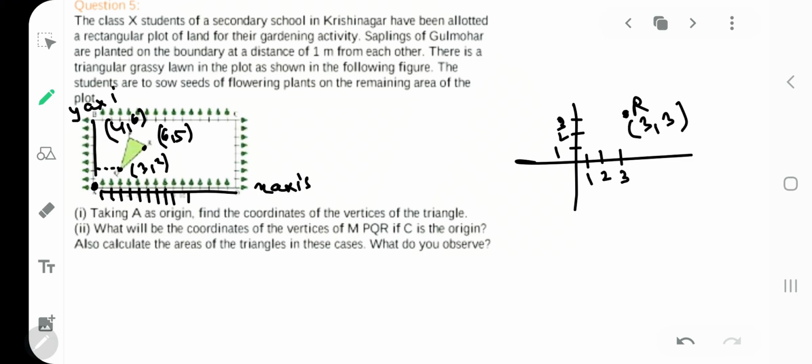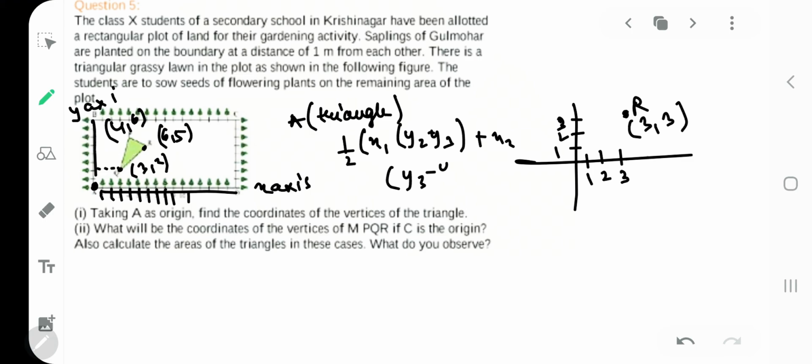And once you have the coordinates, to find the area of triangle is very easy because I have given you the formula: half x1 y2 minus y3 plus x2 y3 minus y1 plus x3 y1 minus y2. That formula I have given you. You can put in all the coordinates and get the value of your area of triangle. Clear with this? Then let's see what they have given.